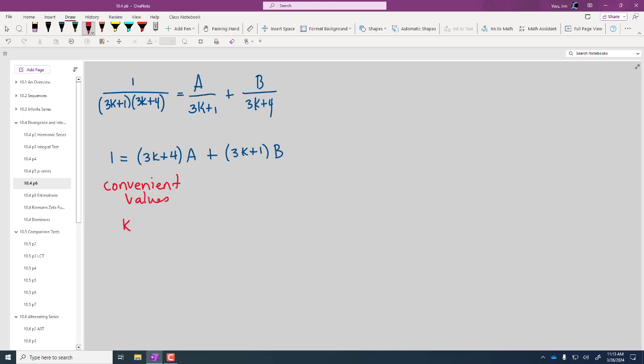So let's pick k equals, what's the convenient value for this one? Negative 4/3. If we plug in negative 4/3 there, the 3's cancel, we get negative 4 plus 4, which is 0. So that's gone. On the left side, we have 1. On the right side, that's gone. Plug in negative 4/3 right there. We get negative 4 plus 1, which is negative 3. And we've got our B value right away. That's going to be negative 1/3.